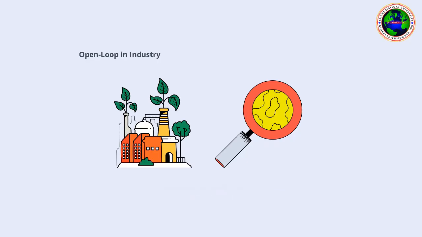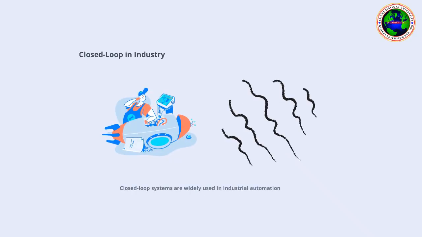For example, a conveyor belt that runs for a set time to move products from one station to another. These systems are cost-effective and reliable when the process doesn't require adaptation. Closed-loop systems are widely used in industrial automation, where precision and adaptability are crucial. For example, robotic assembly lines use sensors and feedback to ensure each part is placed accurately, even if conditions change. This level of control is essential for maintaining quality and efficiency.